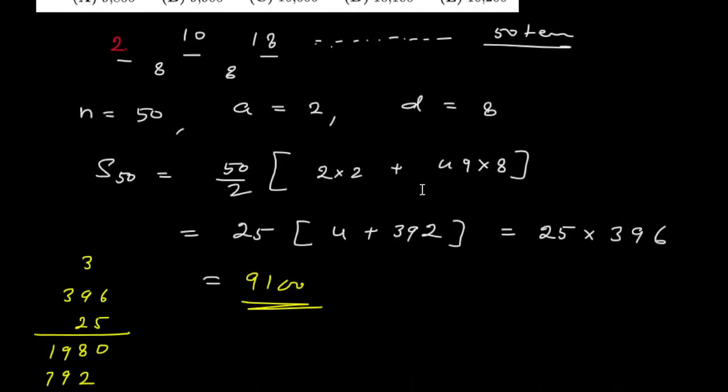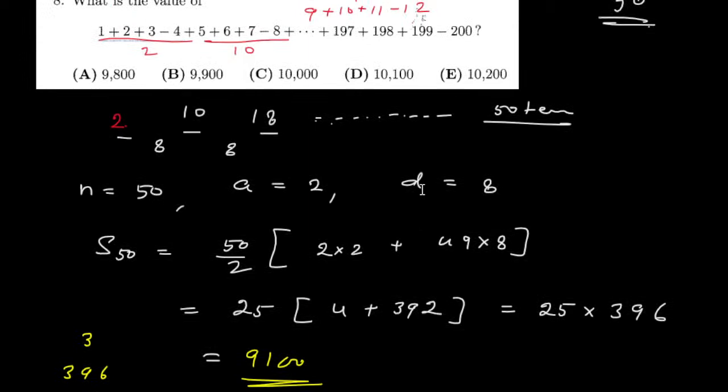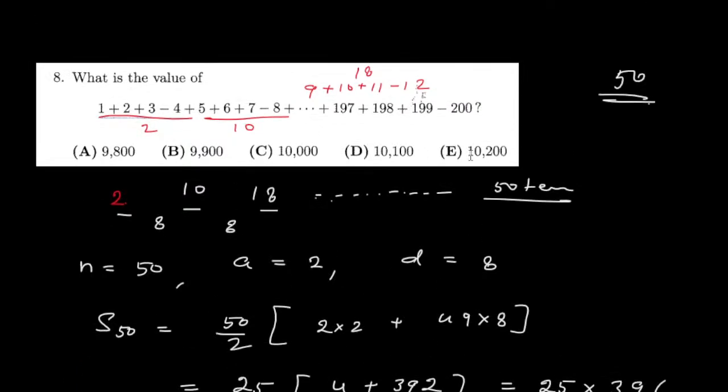9100 is not the answer, but here 9900 or 9800 is there, and the rest are all bigger numbers than this. Okay, so where did we make a mistake? Have we made some mistake?